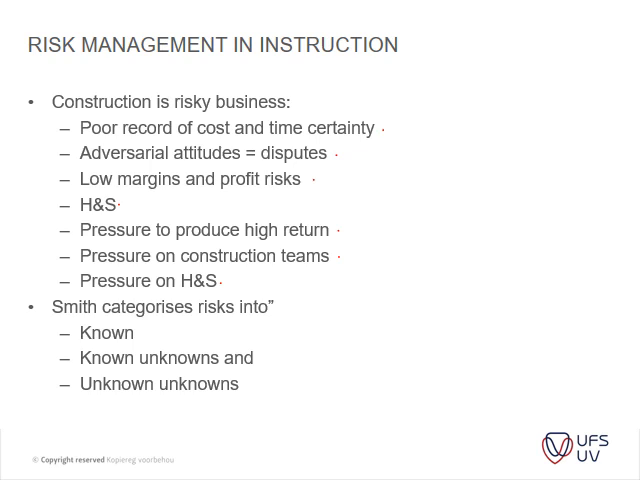Smith categorizes risks into the following three types. Known risks, which are risks that are an everyday feature of construction. Then there are the known unknowns, risks which can be predicted or foreseen. And then there are the unknown risks, the risks due to events whose cause and effect cannot be predicted. Those are the three risks that he identifies.